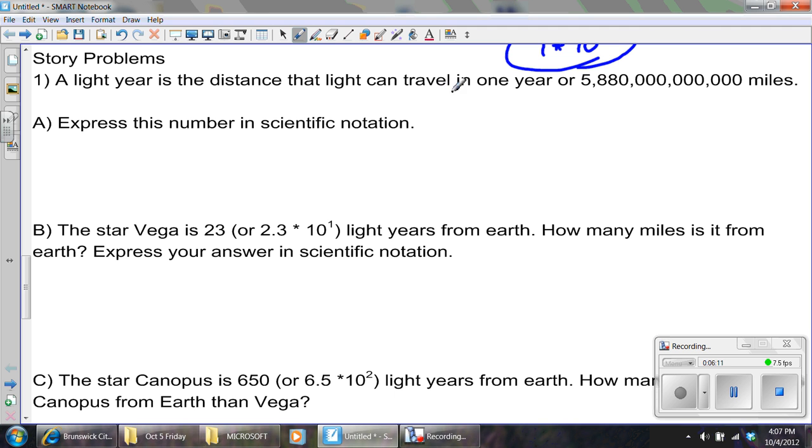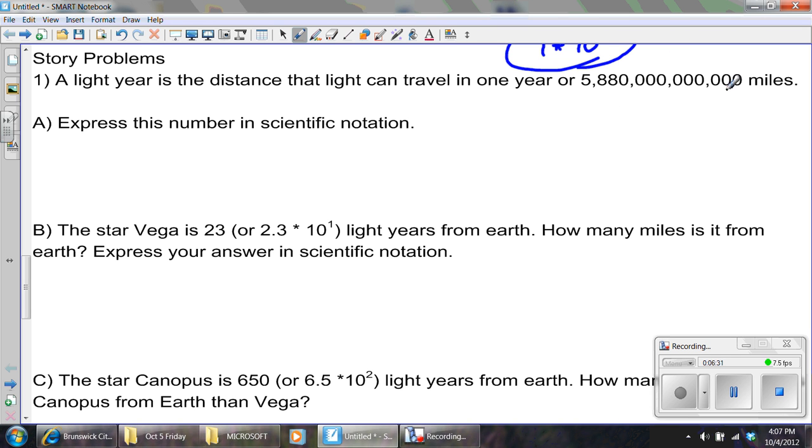Okay, we got some story problems here, and it says a light year is the distance light can travel in 1 year. Wow, that is a big number. Let's see, millions, billions. 5,880,000,000,000 miles in 1 year. Express this number in scientific notation.